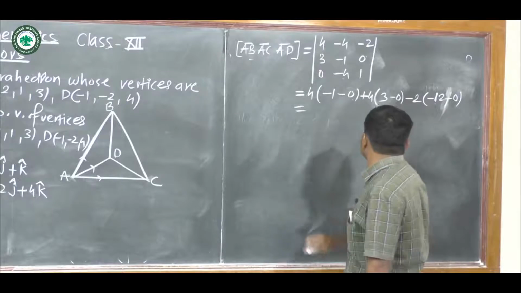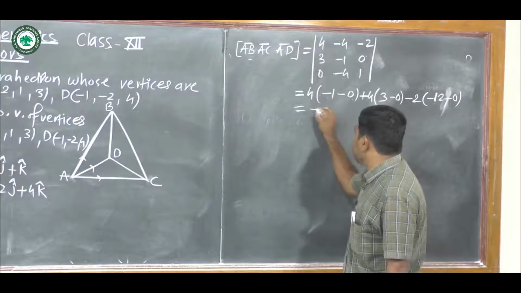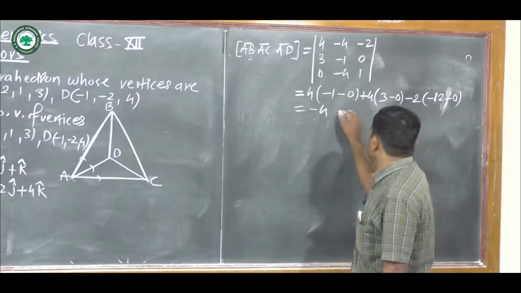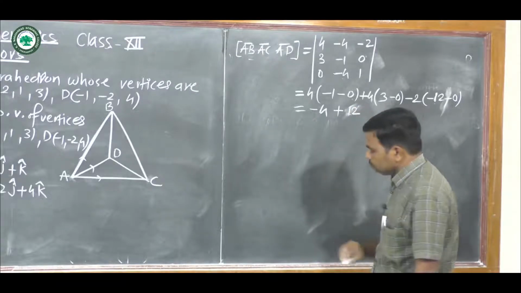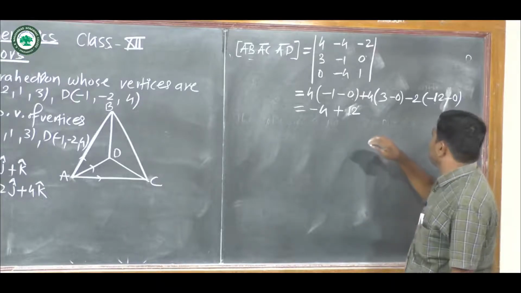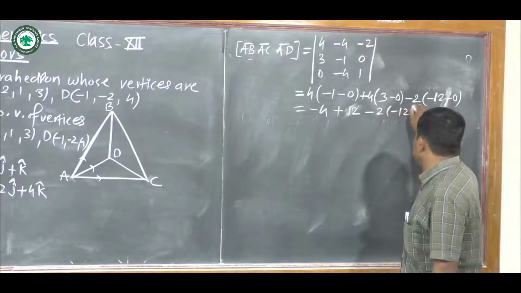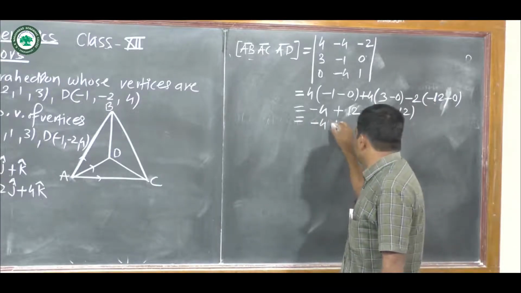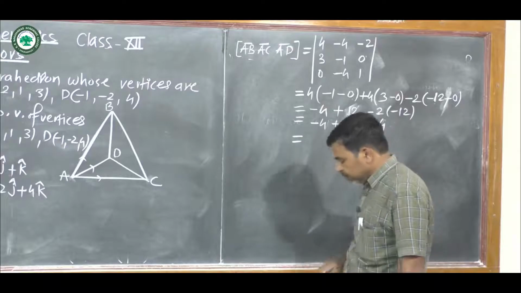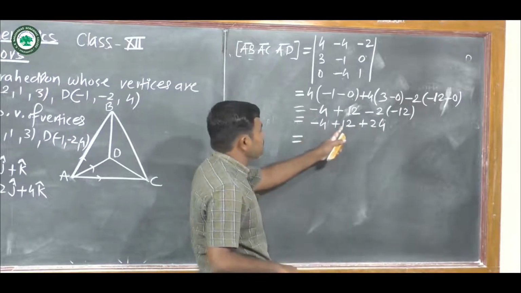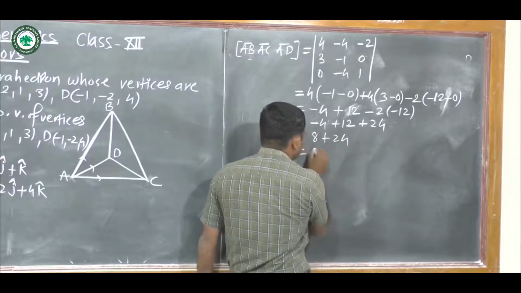So it is equal to 4 into minus 1 minus 4, plus 4 into 3 is 12, and minus 2 into minus 12. It is equal to minus 4 plus 12, minus minus becomes plus 24. Again it is equal to, see, minus 4 plus 12 is 8, 8 plus 24, that is 32.